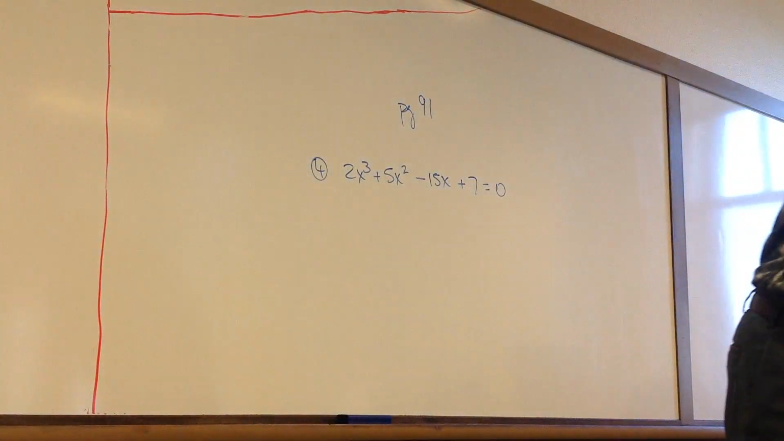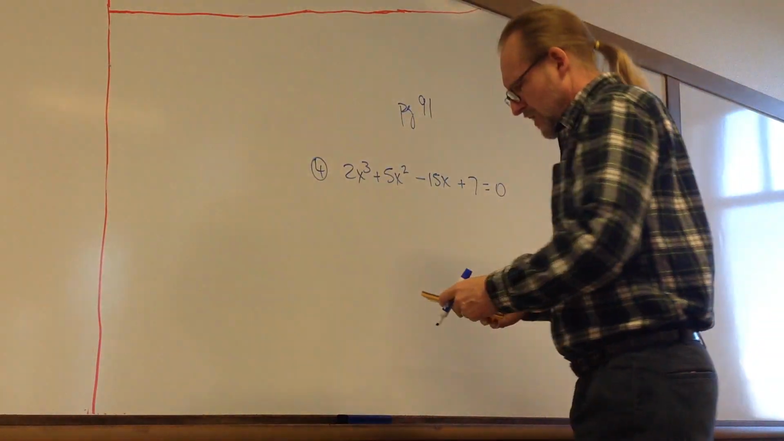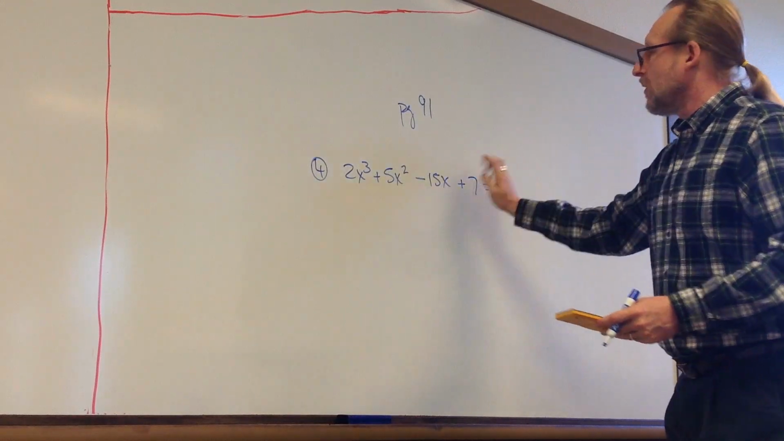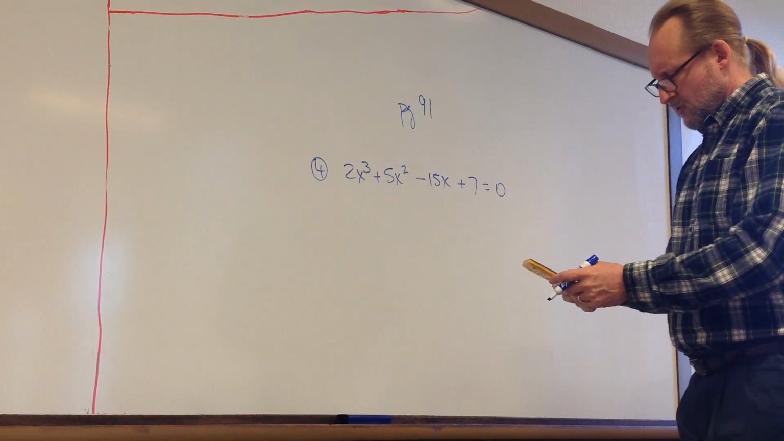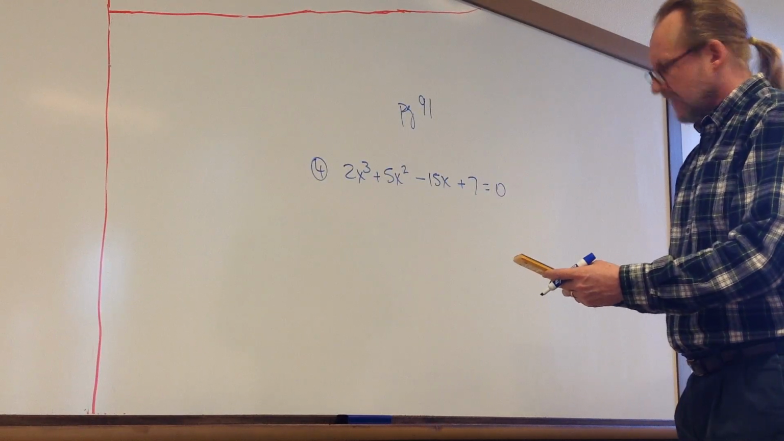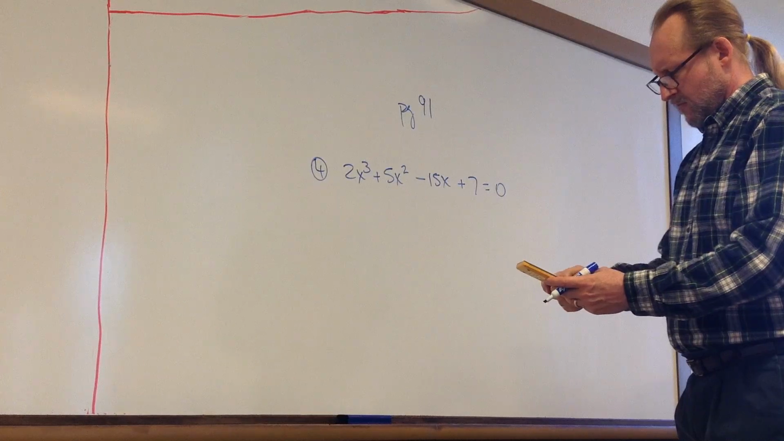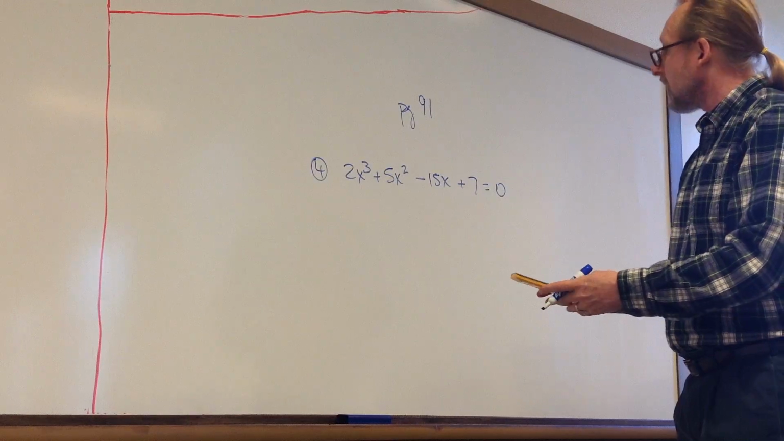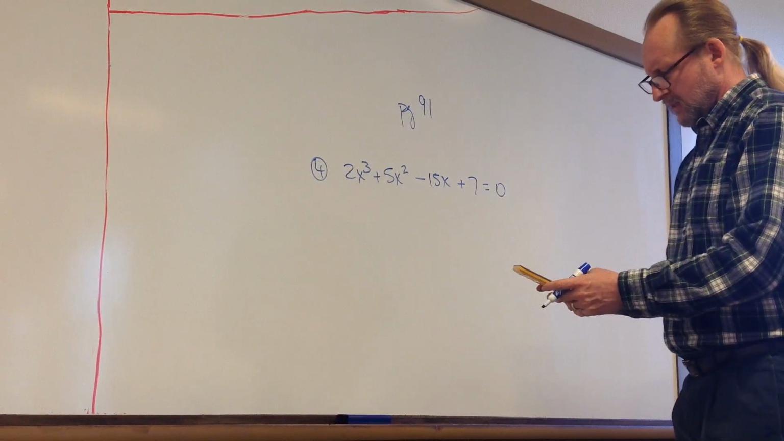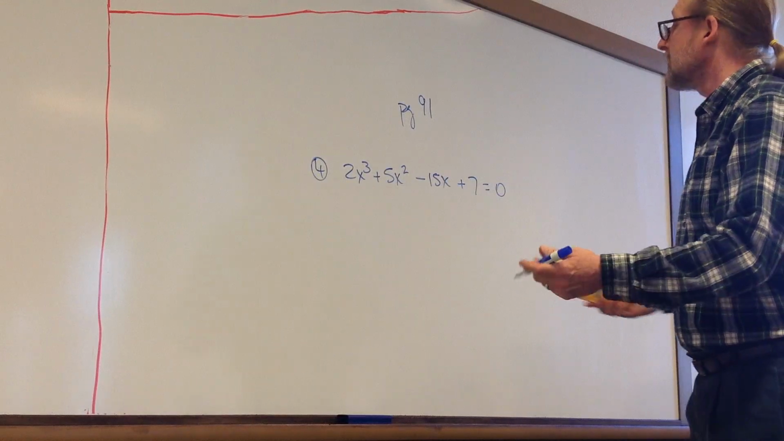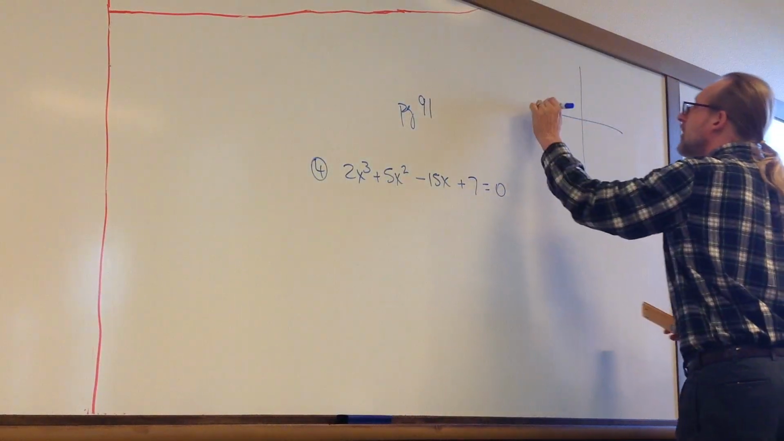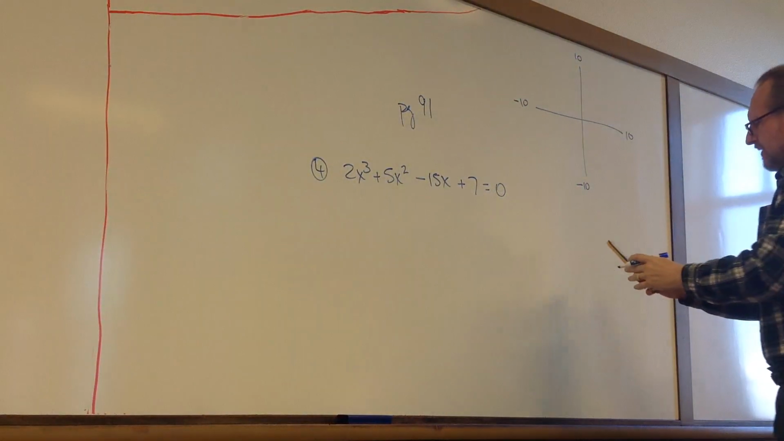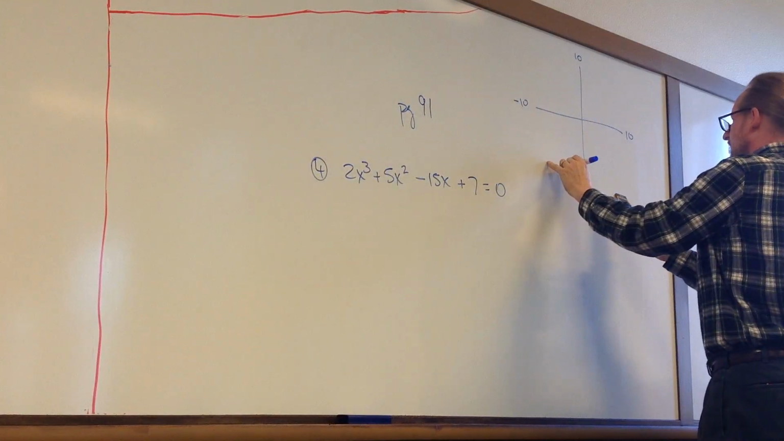Okay, so the idea here is I'm going to hit the y equals button, and I'm going to type this in, not the equals 0 part, just this part right here. So 2x cubed plus 5x squared minus 15x plus 7. And then I'll graph this in the standard window. So the x and y's will run from -10 to +10. And if I do that, I get a curve that looks something like this.